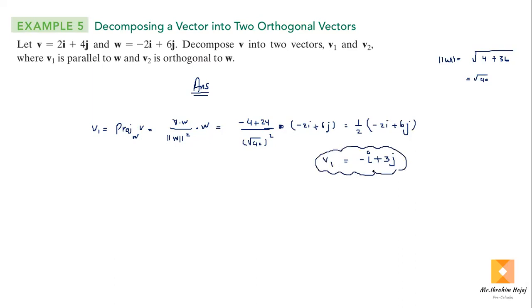And then V2 is V minus V1. So V2 is 2i plus 4j minus negative i plus 3j, which is V minus V1. So it's 3i plus j: 2i minus negative i gives 3i, and we have 4j minus 3j, which is plus j.